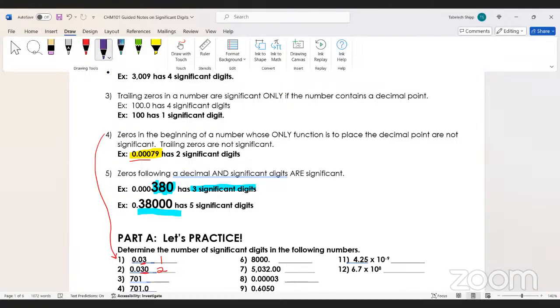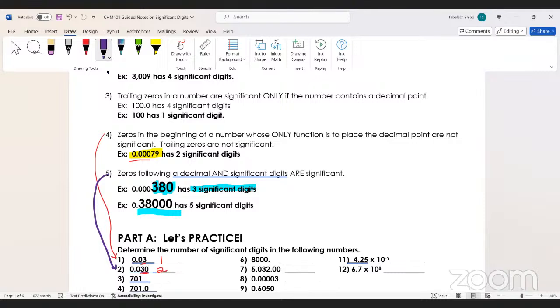When we look at problem number 2, it's based on the same rule, except there's an exception to the rule for number 5. Rule number 5 says that if there's a trailing zero, but there's a decimal there, the only time the zeros count is if it's after a significant digit. So in this case, in 0.030, those 2 zeros in front don't count. The 30 does count. And that's where we end up with 2 significant digits.